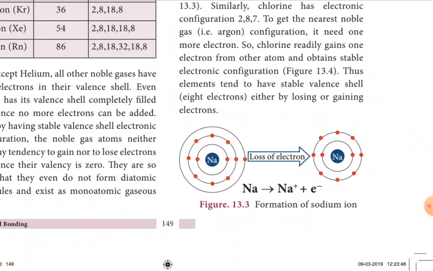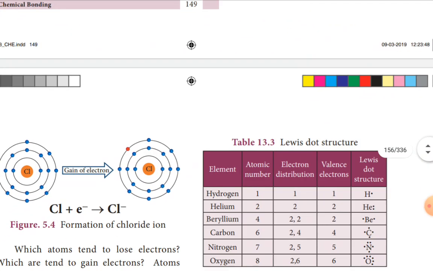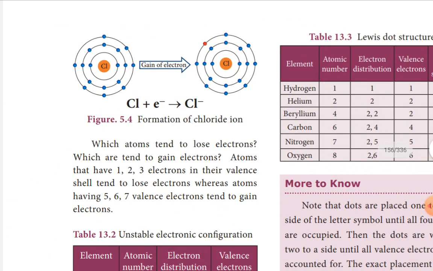Now see, this is what takes place during bond formation: this kind of loss of electron takes place in sodium. At the same time, when you look at chlorine, what will happen? See, chlorine has atomic number 17.